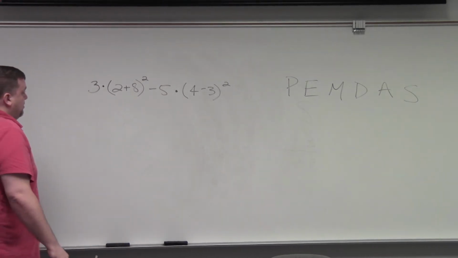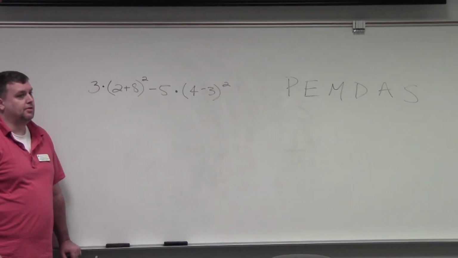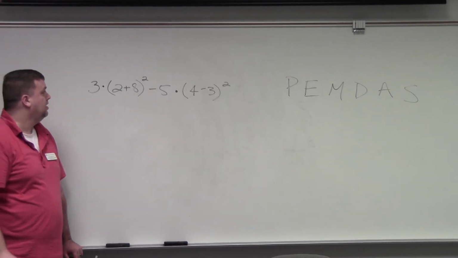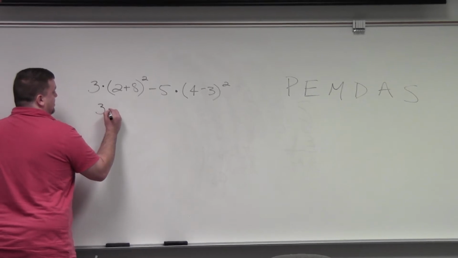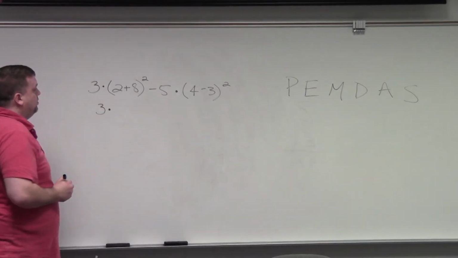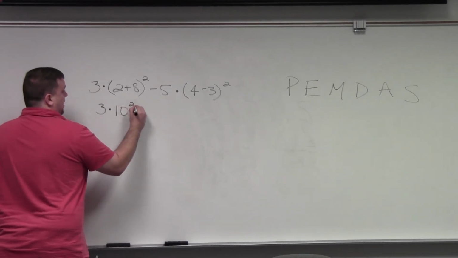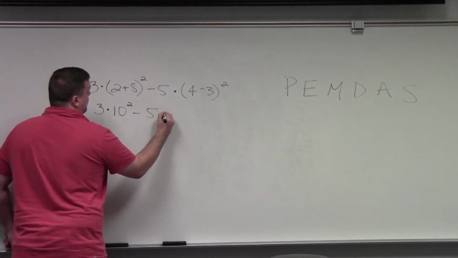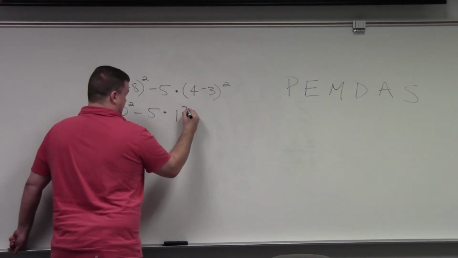So what do we need to tackle first? Parentheses. Any operations going on in parentheses we really need to tackle first. So the rest of it we're not even going to touch. We're just going to bring down as is. 3 times, what's 2 plus 8? 10. And that's still squared. Minus 5 times 1. And that's still squared, right?